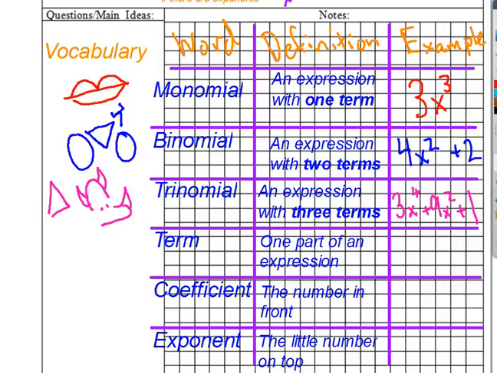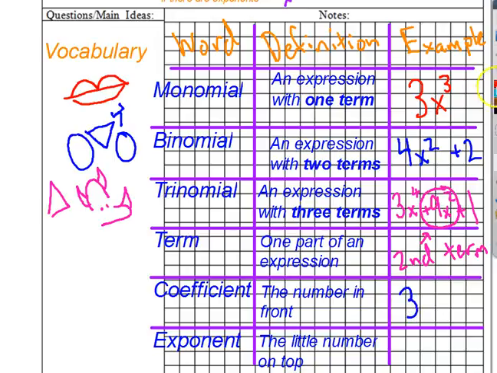Okay, so for example, that right there I would call the second term. It's one of the parts of an expression. So this is the first term, the second term, and the third term. That right there is the second term. A term is one of the parts of an expression. The coefficient is the number in front.